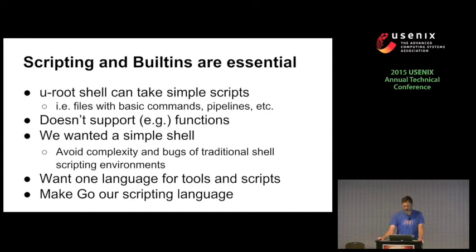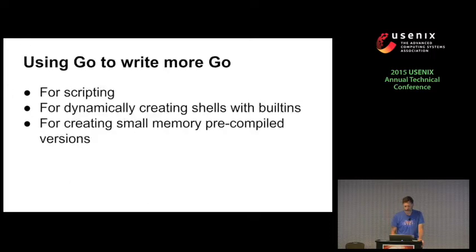And we decided that our shell scripting language, in fact, was going to be Go. So that way we've got one language for our tools and our scripts, it's Go, and we have one language for built-ins, which is Go. So it keeps life simple. So we use Go to write Go. We use it for scripting, we use it for dynamically creating new shells with built-ins, and we use it for creating the small memory precompiled versions of uroot.